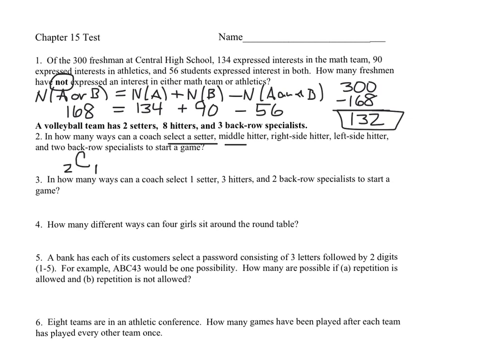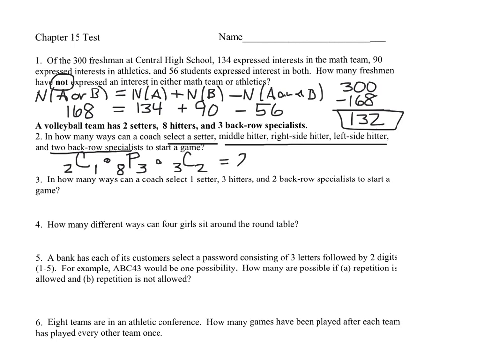Now we need 3 hitters, and they have a specific position as far as middle, right side, and left. So order is important. This would be permutation 8, choose 3. And then we want 2 back row specialists. Again, they're both the same, so we're going to choose 2 from the 3. It's and, we want a setter and the hitters and the specialists, so those are going to be multiplied together.